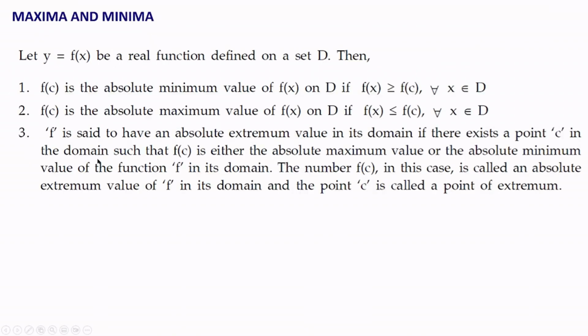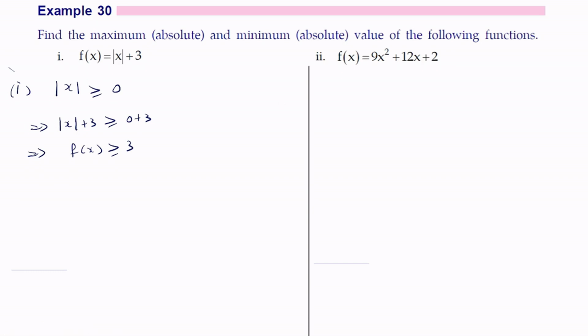So we have seen that if f of x is greater than or equal to f of c, then f of c is the absolute minimum value of f of x. So the absolute minimum value of f of x is 3. Hence minimum of f of x is equal to 3, but here f of x is greater than or equal to 3, so it has no maximum value. And next we have f of x is equal to 9x² + 12x + 2.